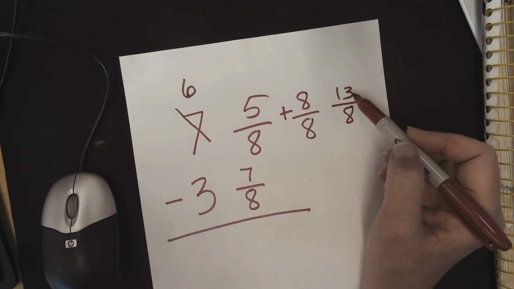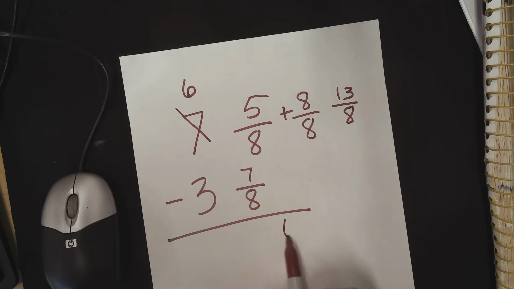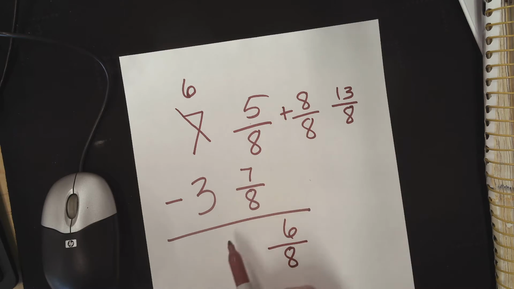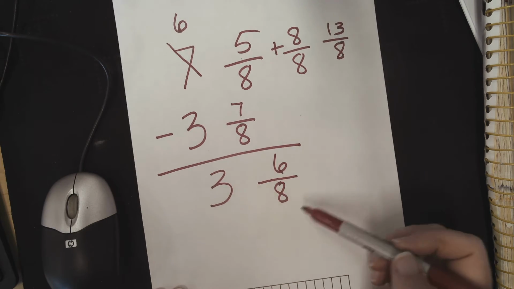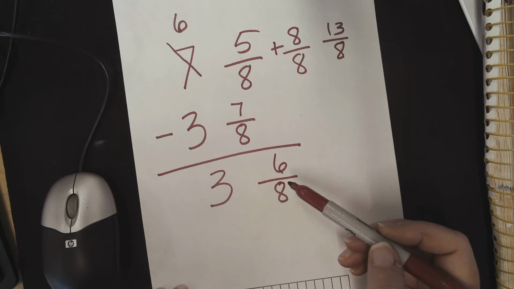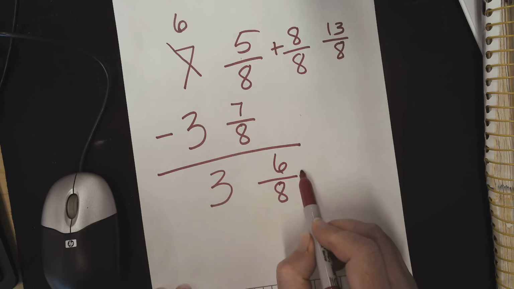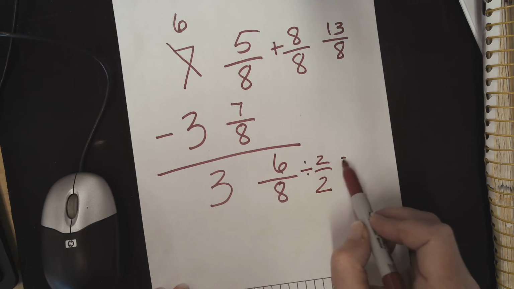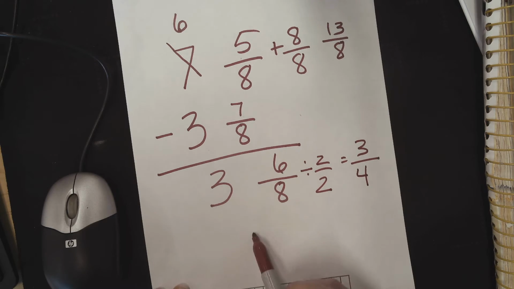Now I can subtract 13/8 minus 7/8. So 13 minus 7 is 6. 6 minus 3 wholes is 3. Now I'm going to look, can I simplify this fraction? And I can. I can make an equivalent fraction by dividing top and bottom by 2, because they're both even numbers. 6 divided by 2 is 3. 8 divided by 2 is 4. So my total answer is 3 and 3/4.